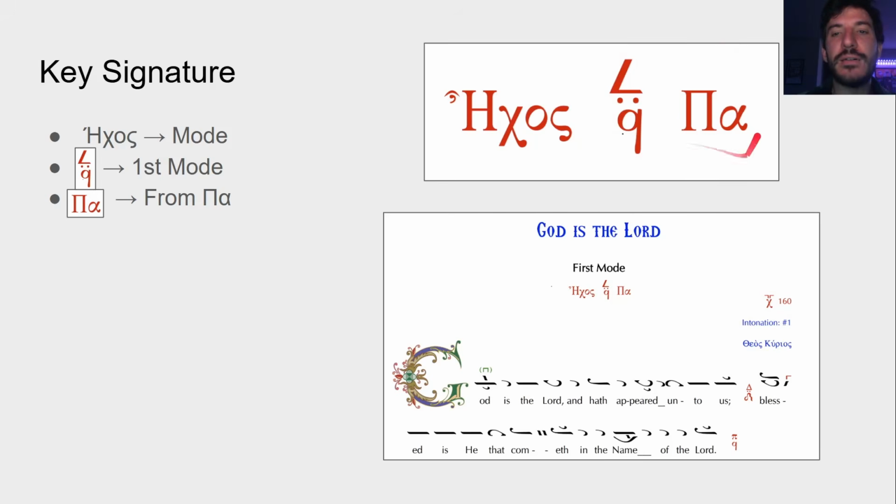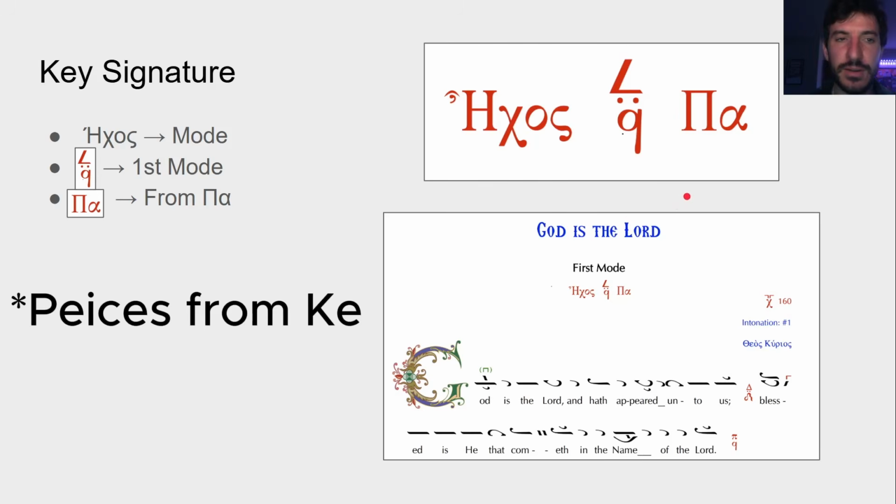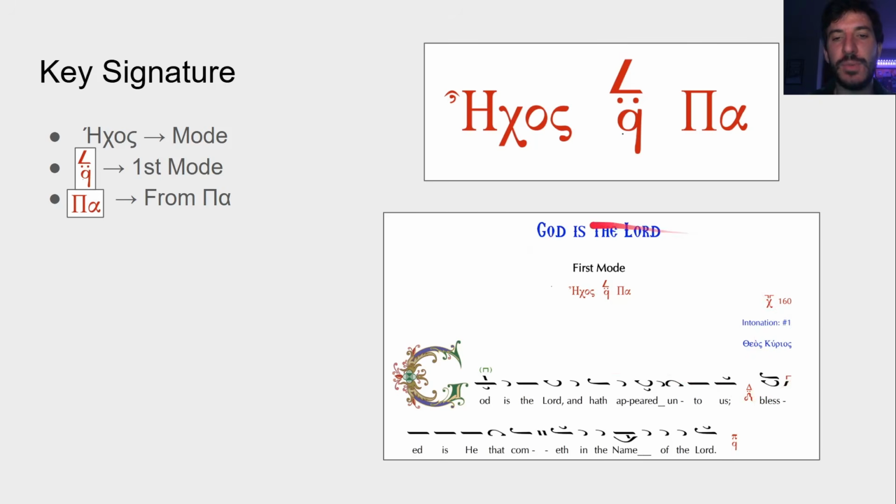And then we have pa, which means we have first mode off of pa. We can also have first mode off of ke. Pa is the more common one that you will see if you're chanting everyday services like Vespers and Liturgy. But there are also pieces in ke, which we'll talk about in a later lesson. In the context of a piece, you might see something like this: Ichos protos, first tone, with this key signature.